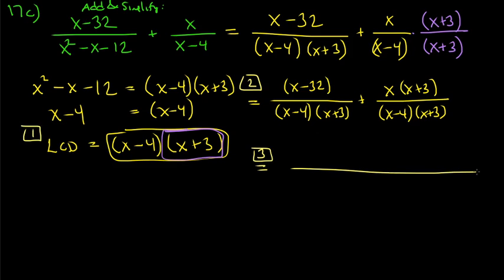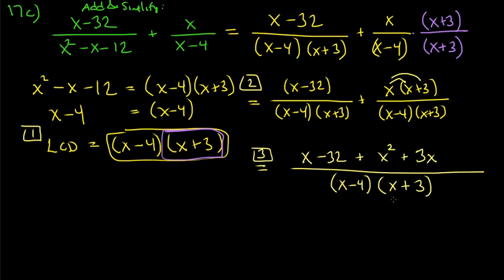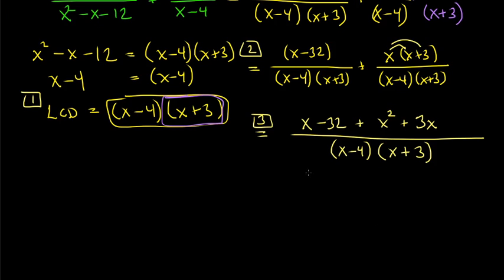So now that we have the same denominator, we'll just write down the denominator, x minus 4 times x plus 3. That's a plus sign. I don't know why that looks like an x. And then the numerator, we have x minus 32 plus x times x plus 3. And why don't we just multiply that out? x times x is x squared, plus x times 3 is 3 times x. So I'm already starting the process of simplifying here.